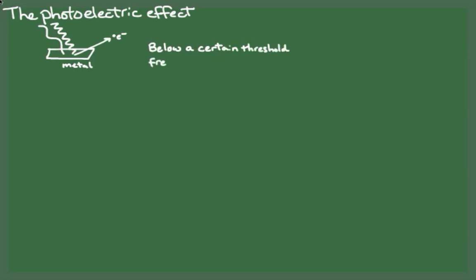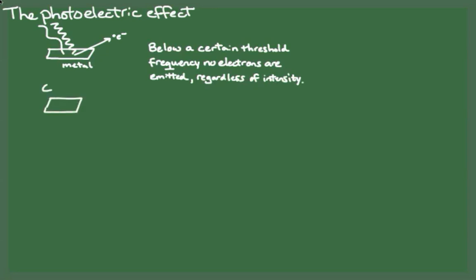So to summarize this observation, below a certain threshold frequency, no electrons are emitted from the material, and this is regardless of the intensity. So if you don't have the appropriate frequency, even if you go to a more intense beam, electrons won't be ejected. It requires a certain threshold frequency in order for the electrons to be removed from the metal.